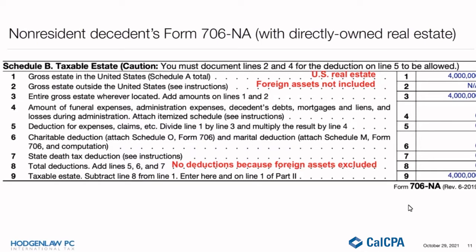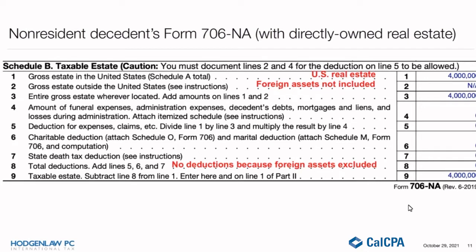So invariably, well, not invariably, but 95% of the time, you're better off just declaring the US assets and leaving the foreign assets off the picture and off this Form 706NA. So you can see here that we have a taxable estate of $4 million, and we'll do the math, and then you're going to have a big estate tax. So that's bad. This shows you the effect of direct ownership of a US asset when you have a non-resident who falls over dead.